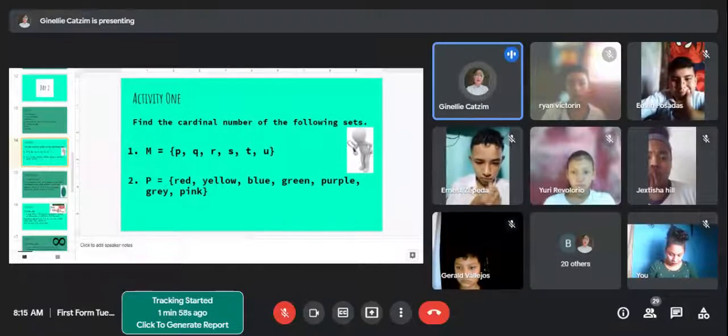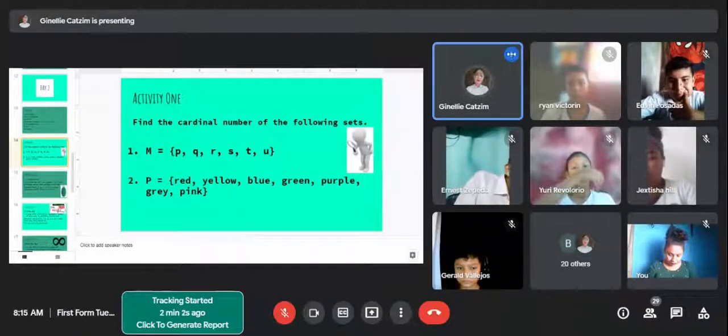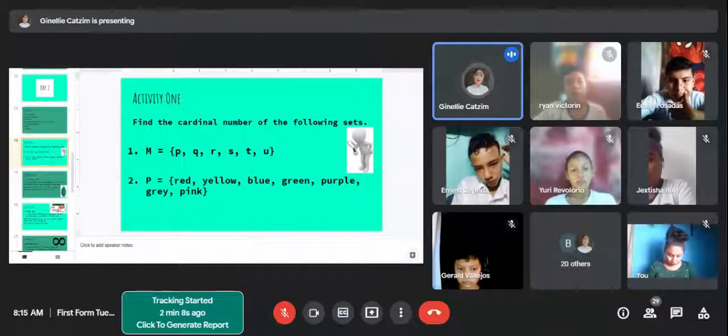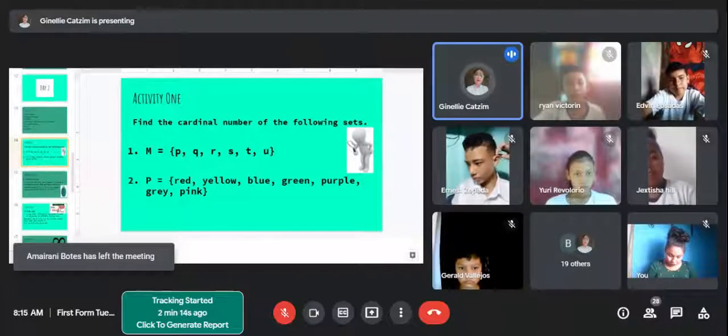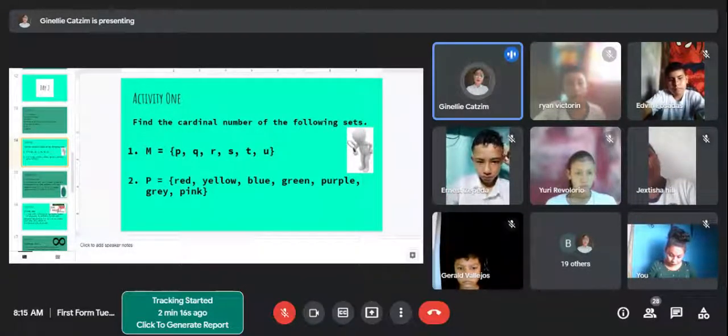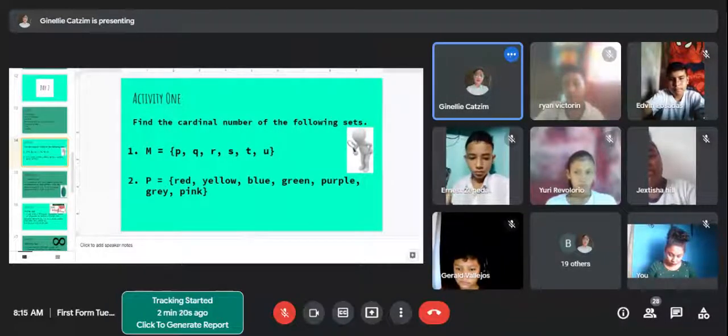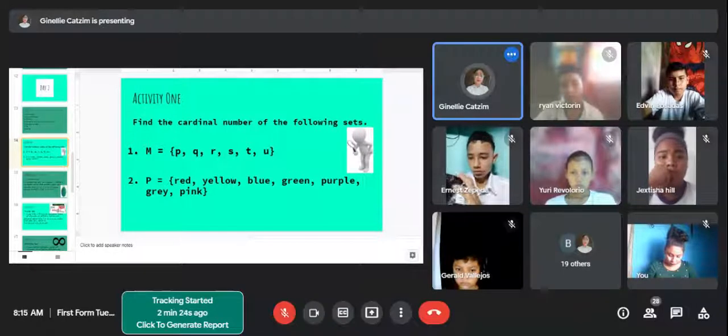So in the chat box, you will write the cardinal number of the following sets. We have M equals P, Q, R, S, T, U, and P equals red, yellow, blue, green, purple, gray, and pink. Okay, so what is the cardinal number of the following sets? Let's write that in the chat box so that we can start our new topic. Write it in the chat box. You don't have to speak.